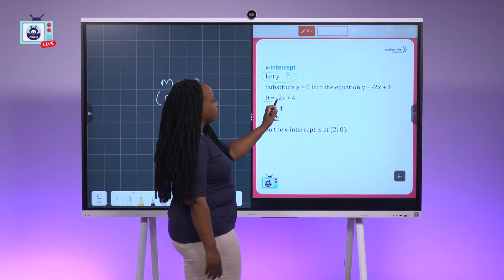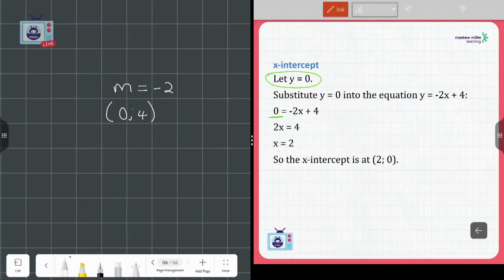Then I remain with my -2x plus 4, which is what I had initially. I had -2x plus 4 equals 0. That's what I have. So for me to remain with an x, first of all, we're going to move the 4, but moving it means minus the 4 from both sides of our equation. Then we remain with -2x equals -4.